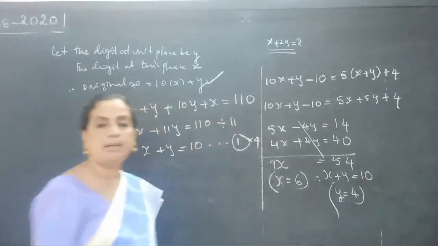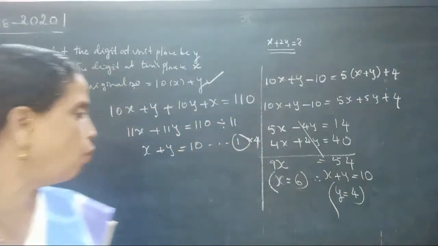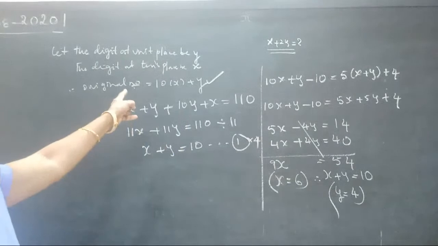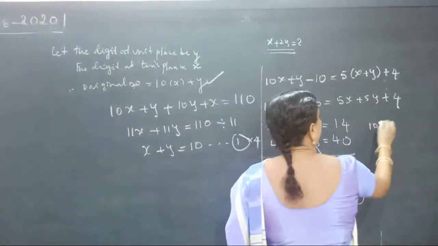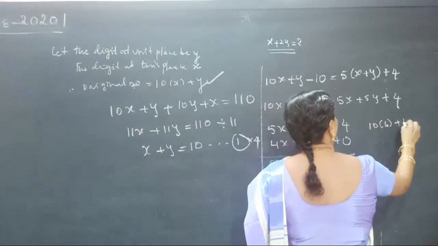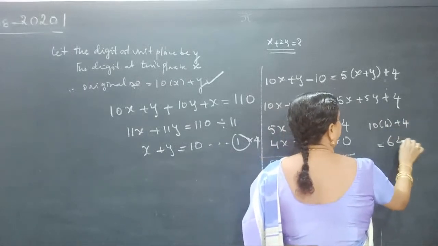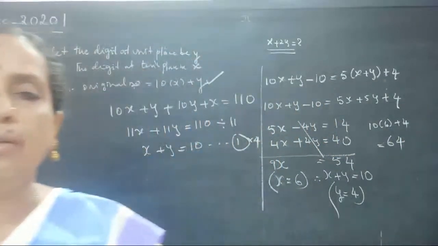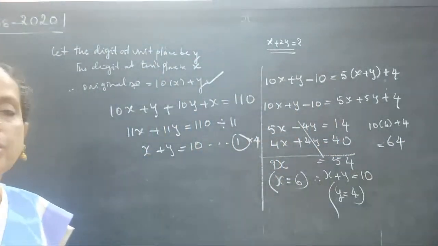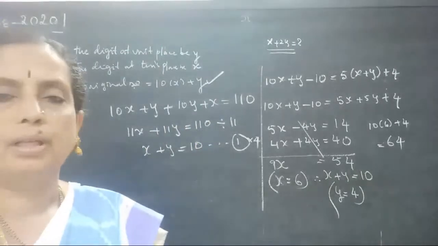So now x equals 6, y equals 4. The original number is 10 into x plus y. That is 10 into 6 plus 4. It is 64. Finally, conclude. Therefore, the required number is 64. Is it clear?